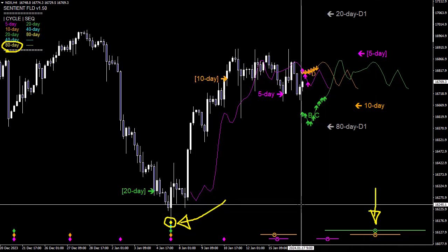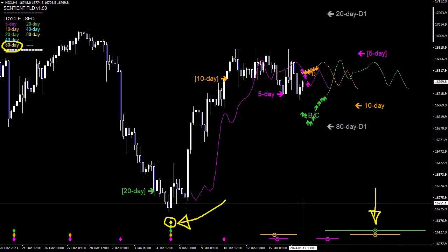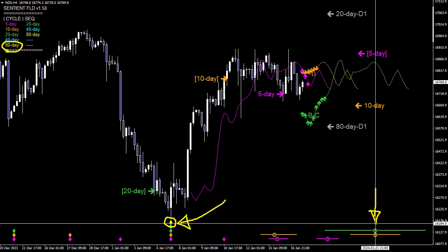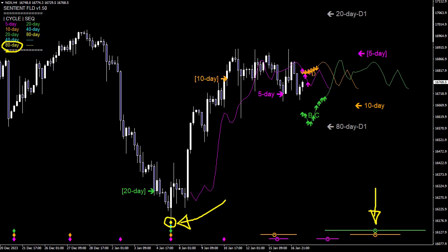I'm recording this video, as you can see, on the 17th of January, so we still have about 4 days to go until this 20-day cycle trough is expected to form. But now on the 4-hour chart, we have another nest of lows that is worth paying attention to. It is this one over here. Not quite as neat as the other nest of lows we were looking at. You can see those circles are slightly displaced from one another.